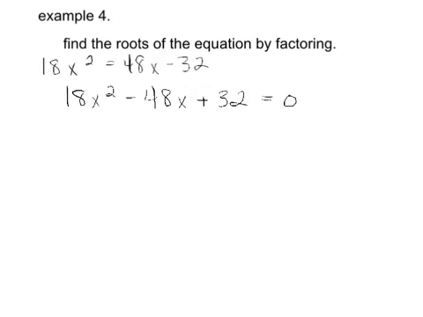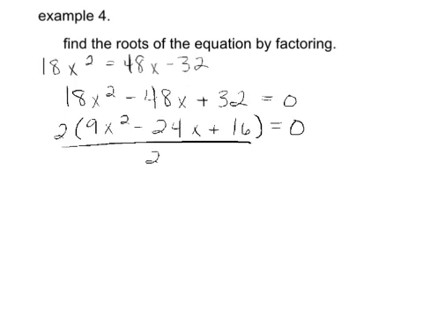I have a greatest common factor between the 3 of these numbers as 2. So I'm going to factor out a 2. I get 9x squared minus 24x plus 16. Now if I divide both sides by 2, the 2 magically disappears, and I'm left with 9x squared minus 24x plus 16.